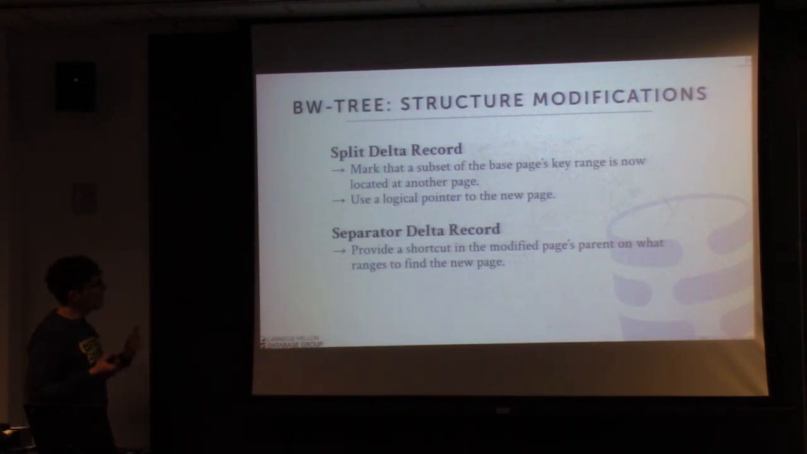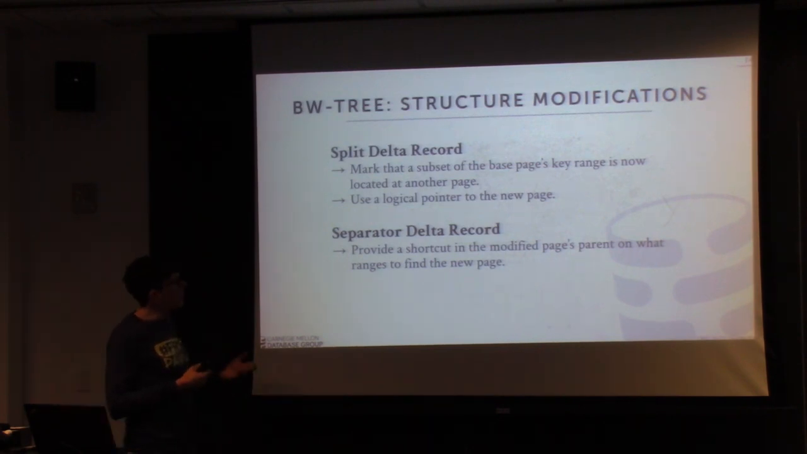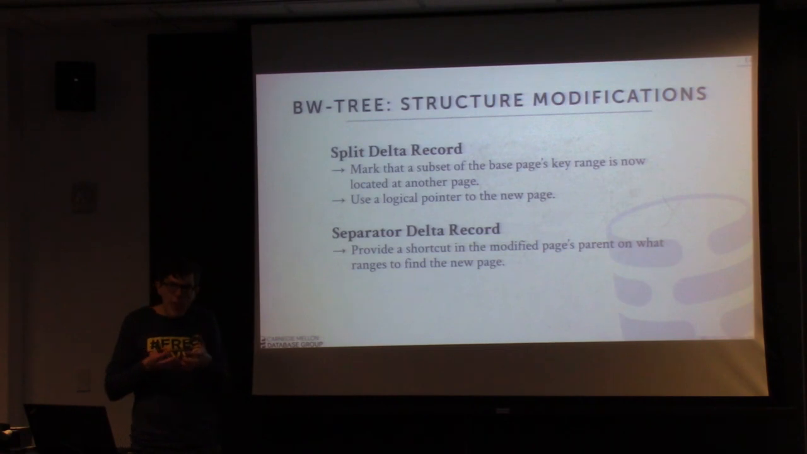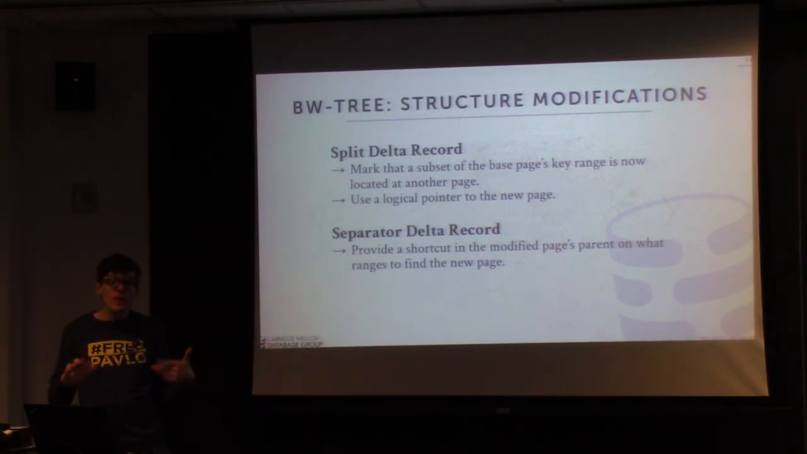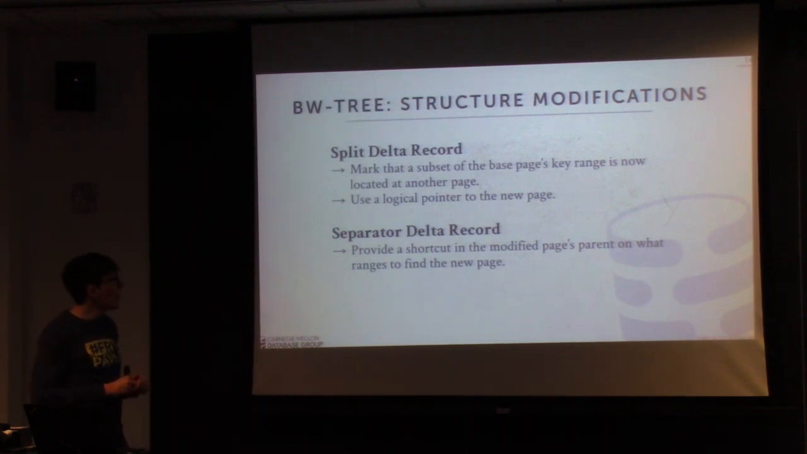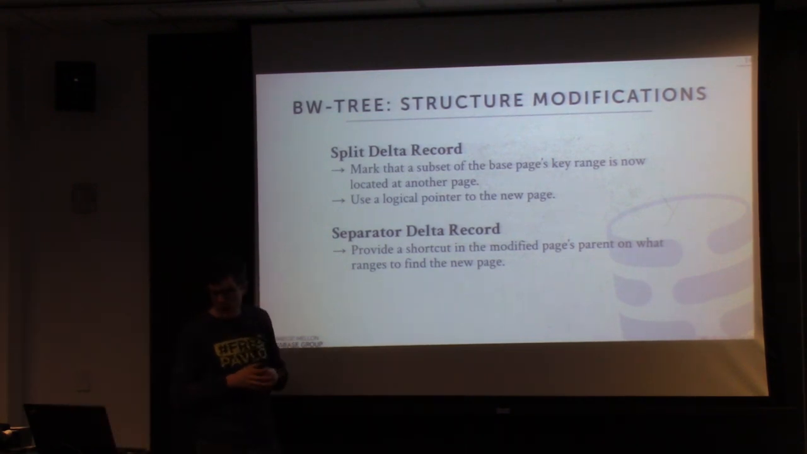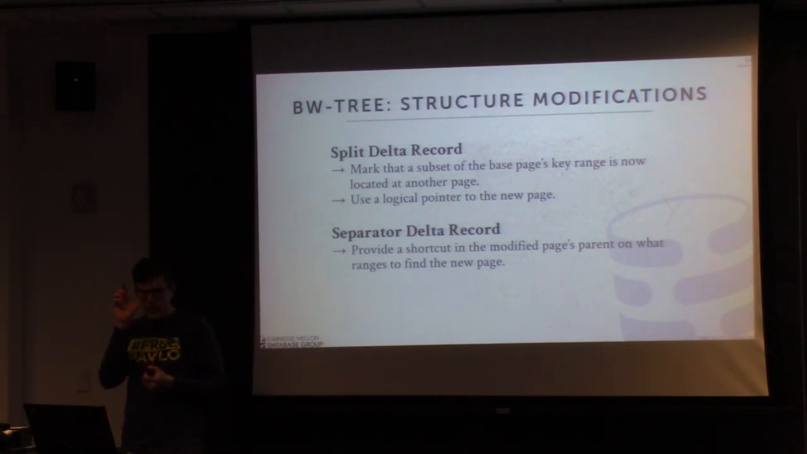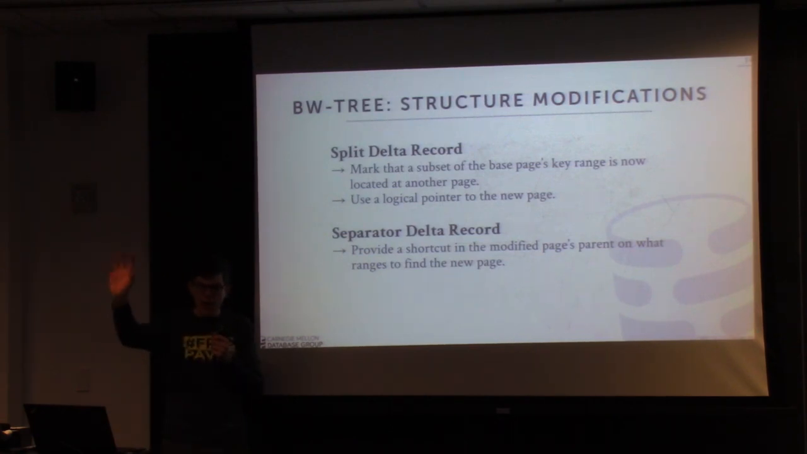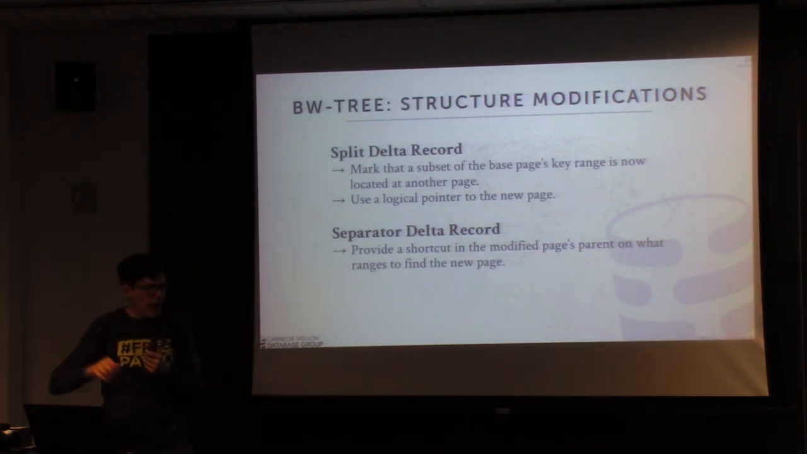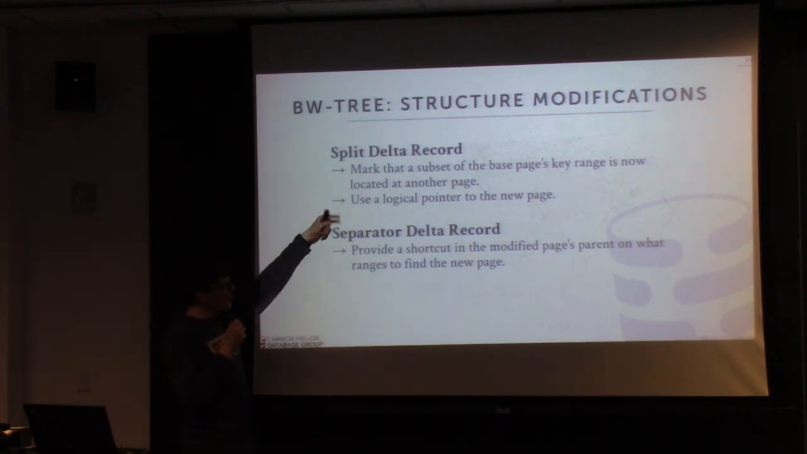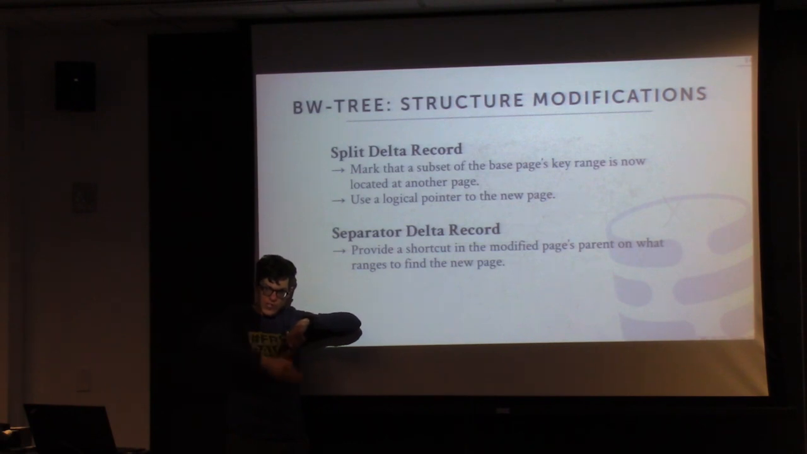So now we're going to have two special delta records. They're not going to be used to store operations to modify the contents of the index, but rather delta records that correspond to physical changes to the organization of the index. So we're going to have a split delta record that allows us to specify that a subset of a key range for a particular base page is now located at another base page in the index. The delta record will have a physical pointer to the previous delta record in the chain, as well as a logical pointer to this new base page.